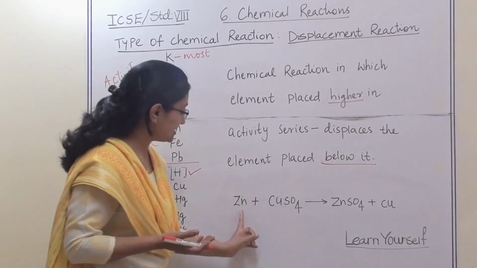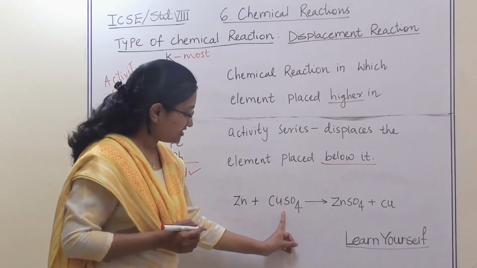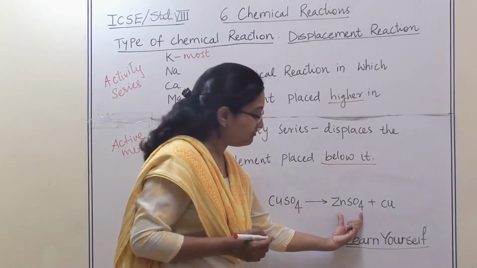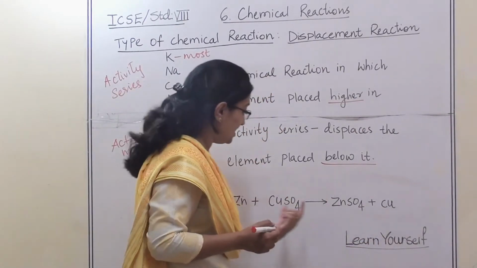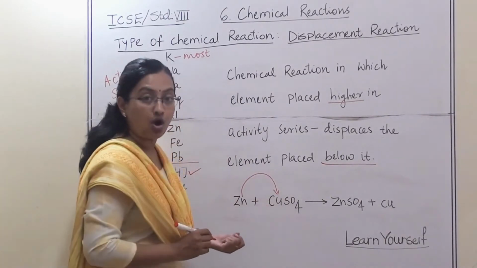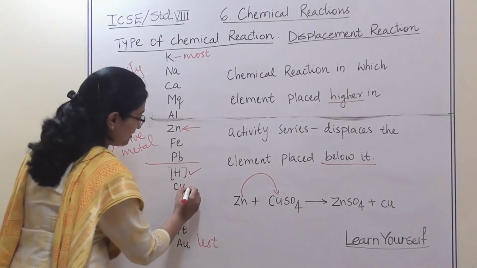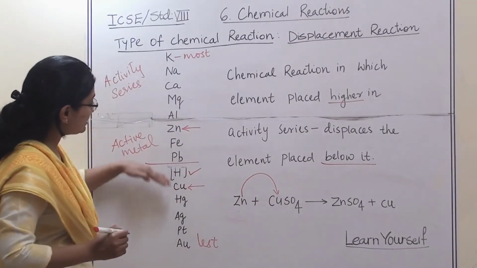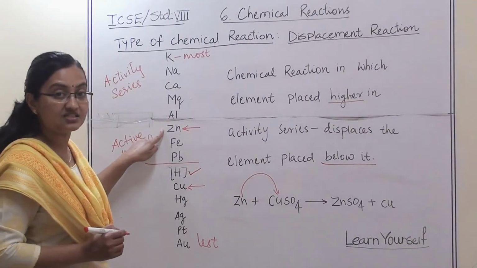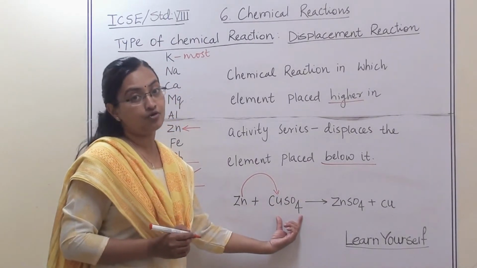Let us check one example. Here I have taken zinc and copper sulfate. When these two react, they form zinc sulfate and copper. It says that zinc is displacing copper from copper sulfate. So zinc is placed here and copper is placed here. Zinc is above copper. That's why zinc is very reactive, and that's why it is able to take the place of copper.